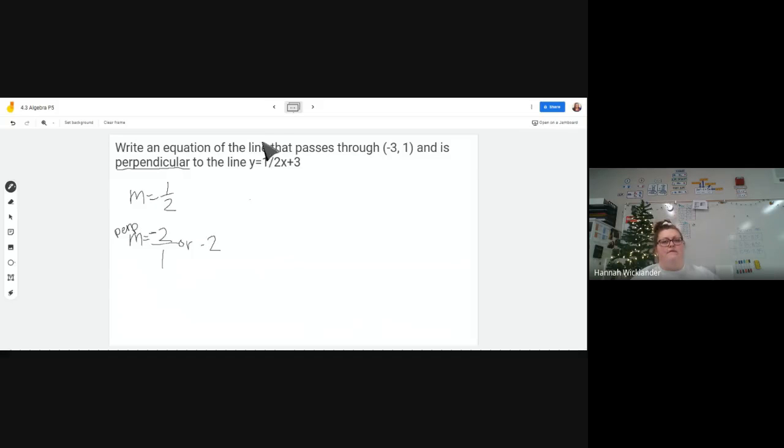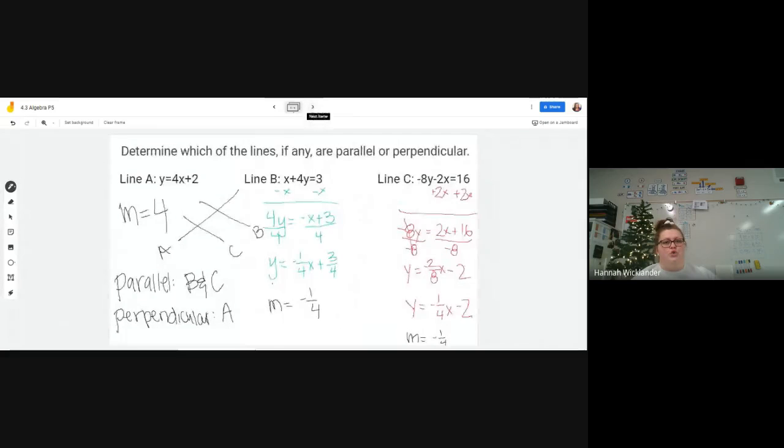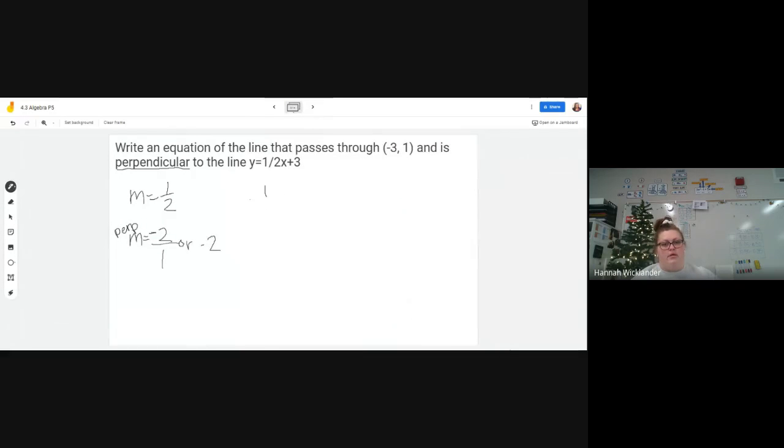So I'm going to solve for B again, like I did in this example, using my new slope. So I'm going to put my new slope in and plus B because I'm solving for B. Now I'm going to put these points into my new equation to solve for B. -3 for x, 1 for y. Y is 1 and -3 for x plus B.